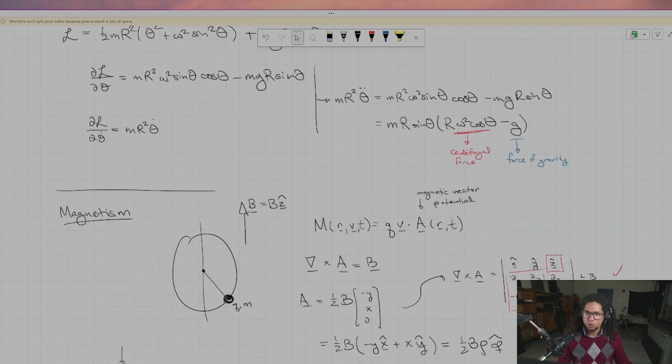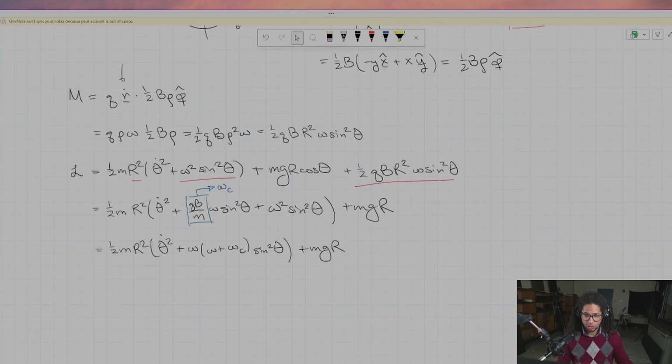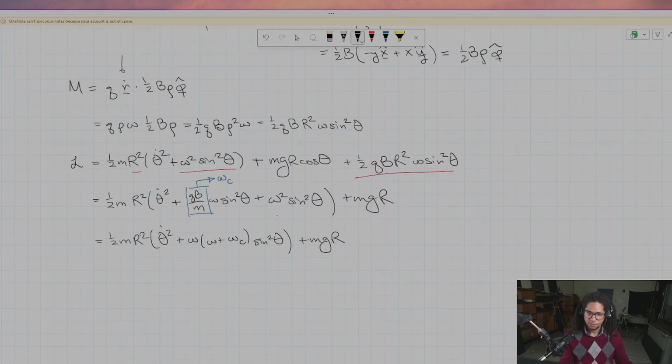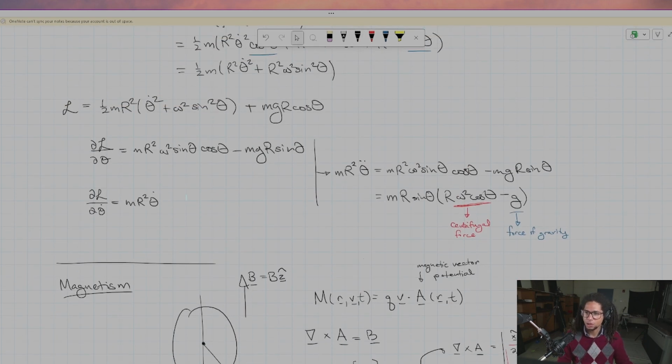Okay, what happens to our equations of motion? Well, our theta dot del d theta dot term doesn't change at all. In fact, the only thing that happens is our centrifugal term seems to change just a little bit. So in the end, we get the same equation, but with this omega squared replaced by omega plus omega c times omega. So that's pretty interesting.